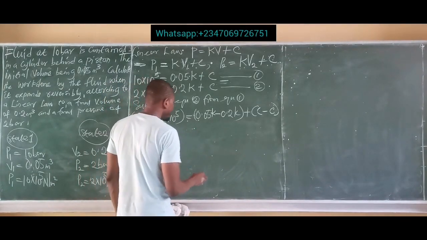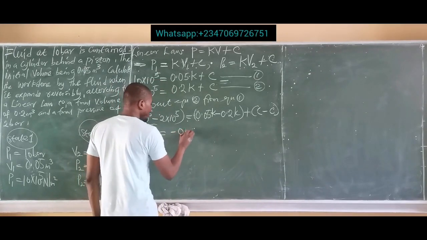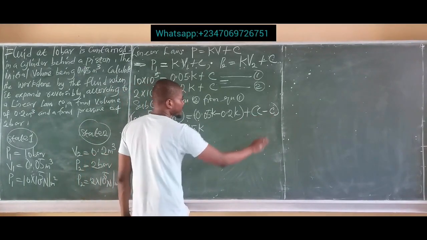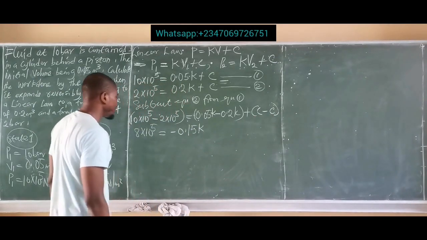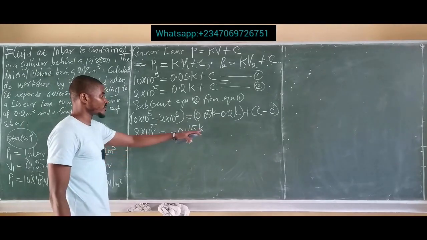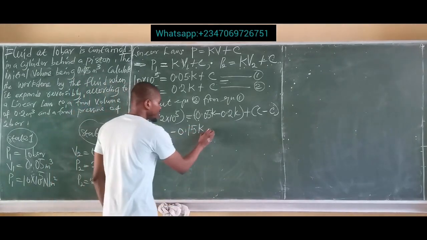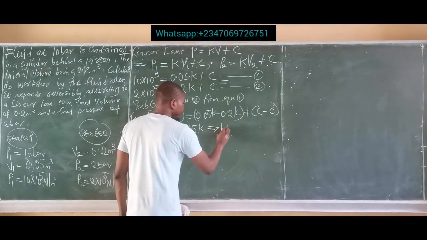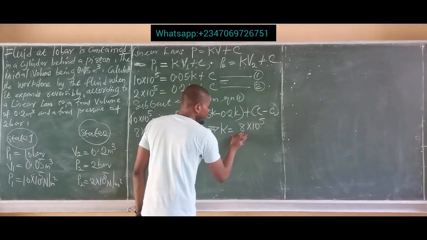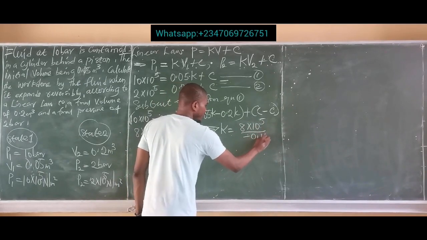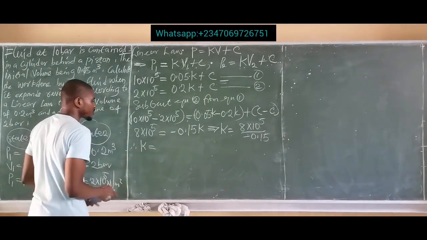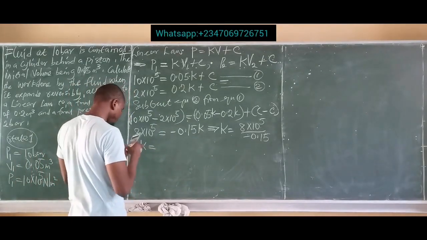0.05k minus 0.2k gives us minus 0.15k. Now c minus c is 0, so I'm simply left with this. Now I can divide both sides by minus 0.15 to find the value of k. So this implies that k is equal to 8 by 10 to the power of 5 divided by minus 0.15, and as such we can find the value of k by finding this division now.